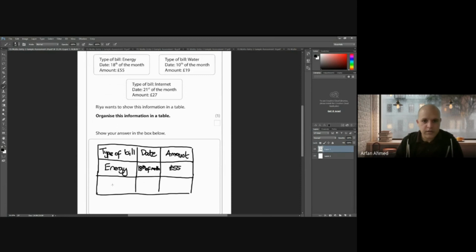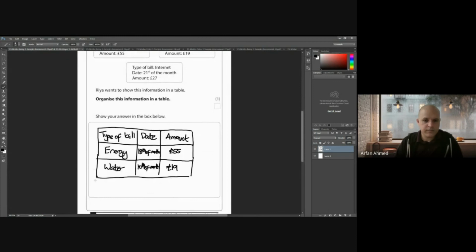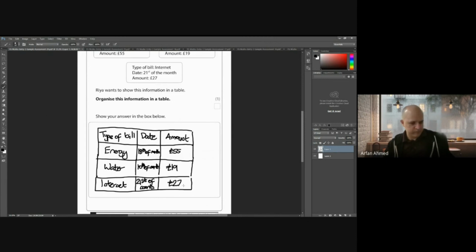Energy. What's the next one? Water. You can do these in any order, to be honest. Makes no difference. 10th of the month. £19. And the last one, internet. Yeah, hopefully yours is a lot neater. Internet. 21st. That's all it is, to be honest.